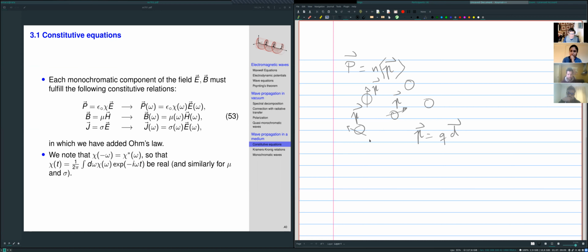So that's the polarization, and then we also have a relationship. The polarization is proportional to an applied electric field. This is something you should have heard of before. If this is completely new, please say so now.